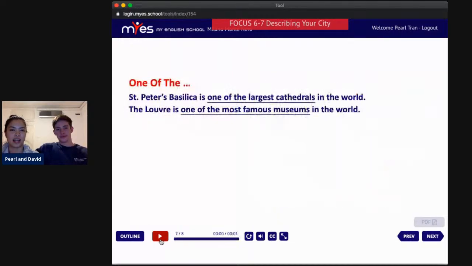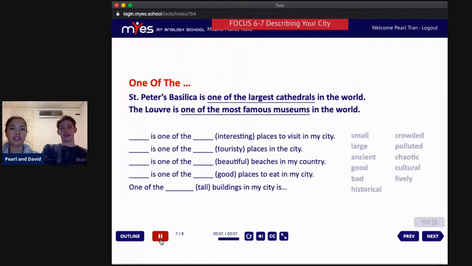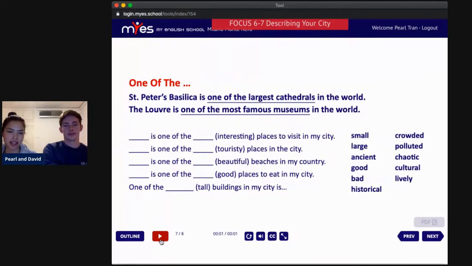Let's continue. So this is a good activity to finish on. Many students make this mistake, and it's very important because the mistake is very obvious for English speakers. So, St. Peter's Basilica, I've been there, is one of the largest cathedrals in the world. The Louvre, did I say that right? Is one of the most famous museums in the world.